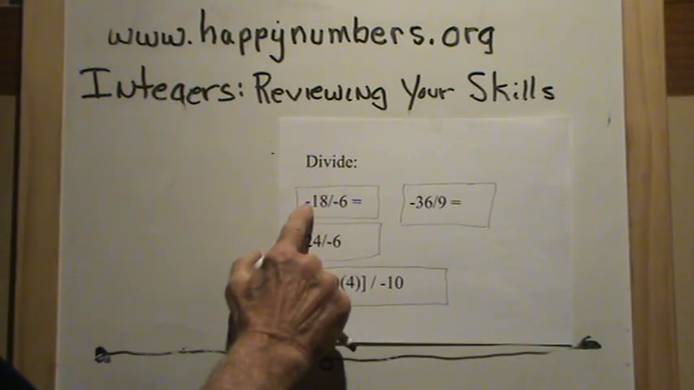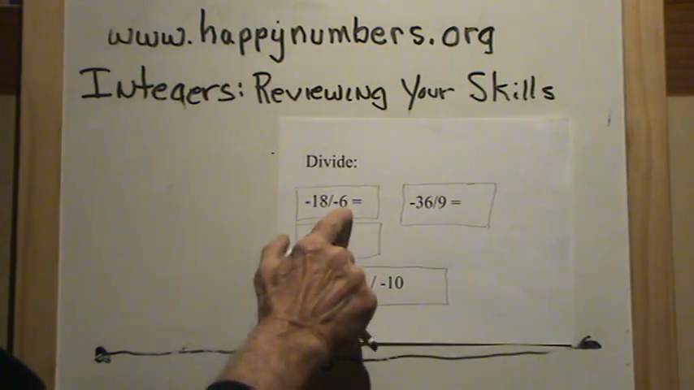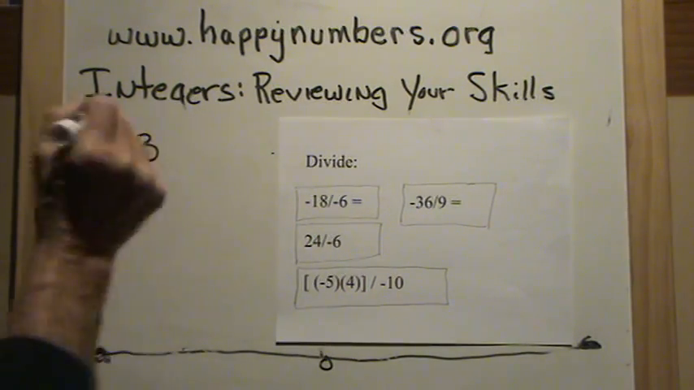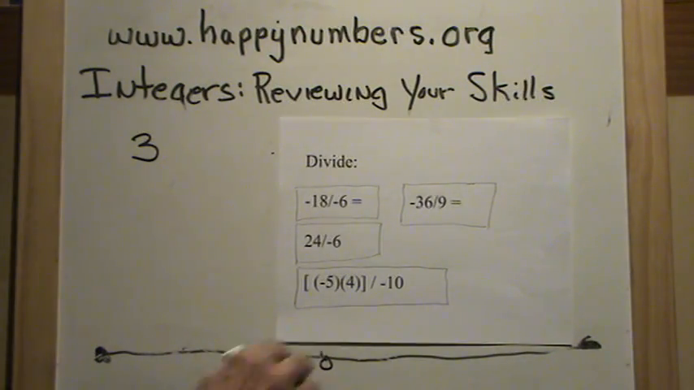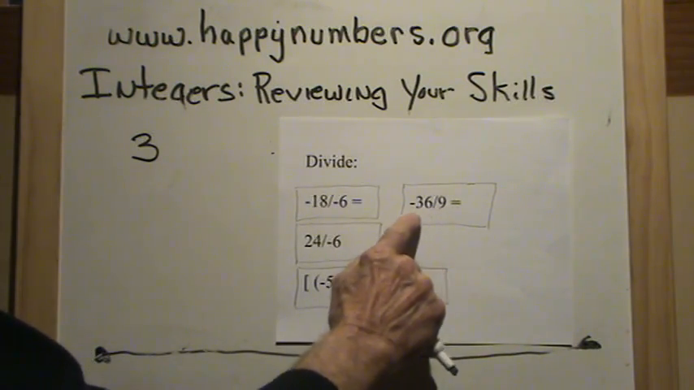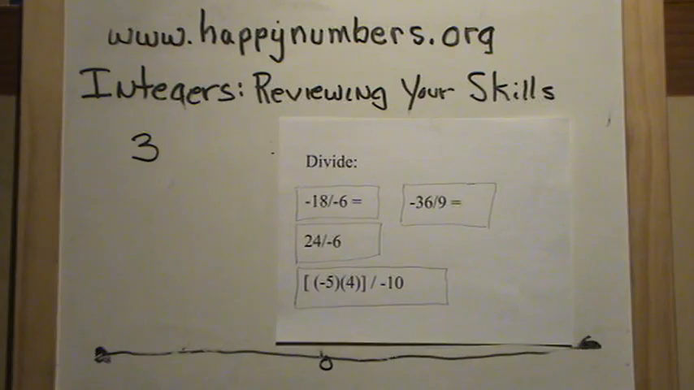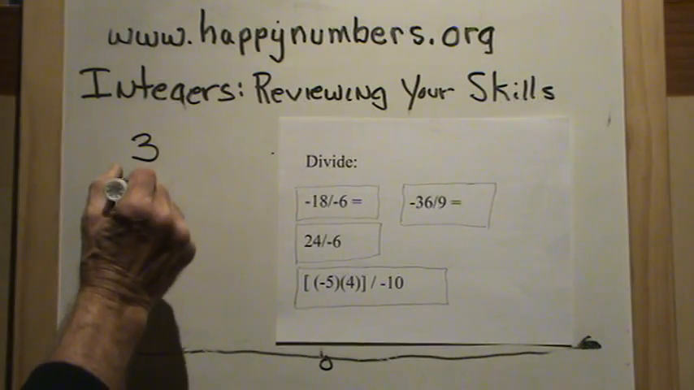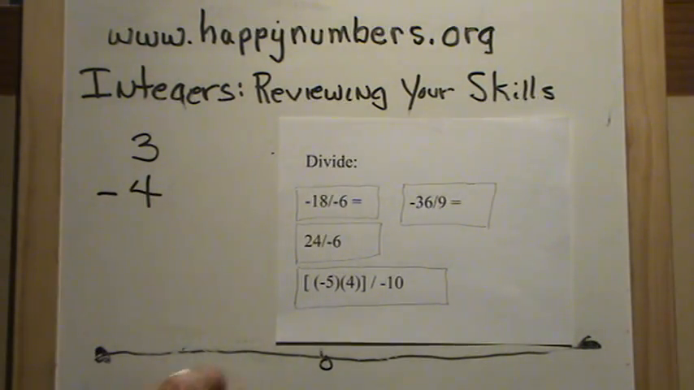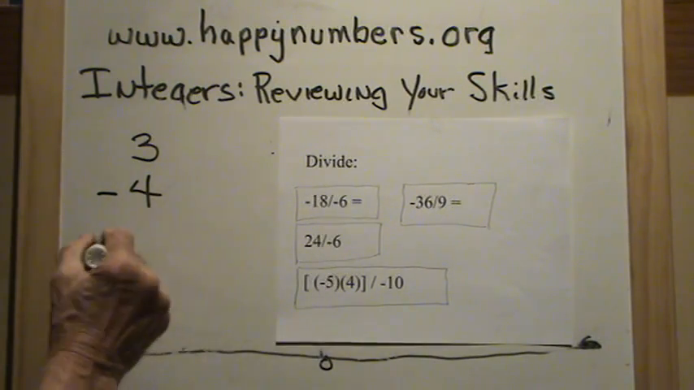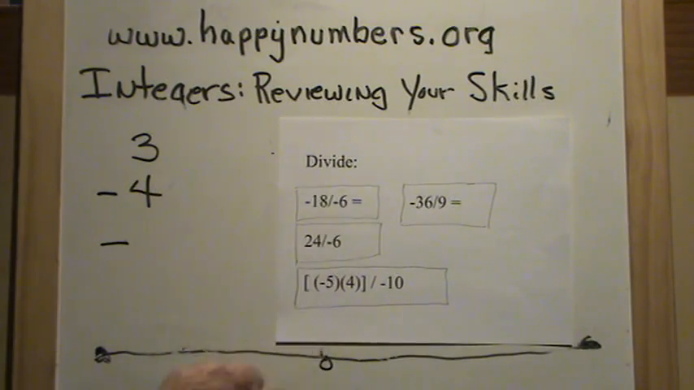We have a negative divided by a negative, so we know our answer is going to be positive. 6 goes into 18 3 times, so our answer is positive 3. Here I'm dividing a negative and a positive. Signs are different, so I know that the answer is going to be negative. 9 divided into 36 goes 4 times, so the answer is negative 4. Positive divided by a negative, so I know my answer is negative. 6 divided into 24 is 4 also, so the answer is negative 4.